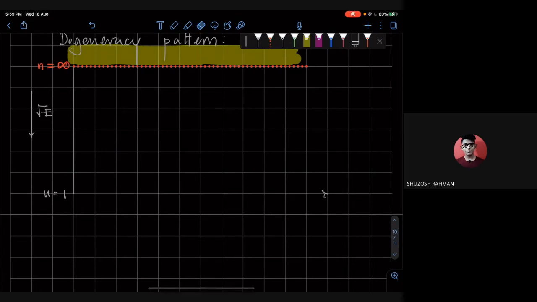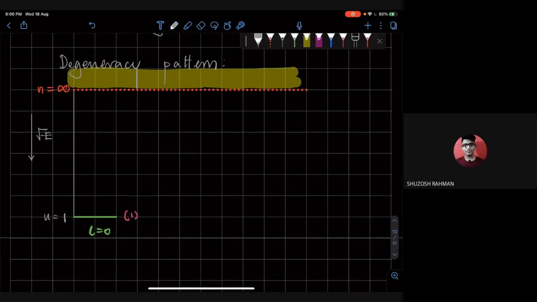For n equals 1, we have only one value of L, right? L is 0. For L equals 0, how many states do we have? One. Right, because it's 2L plus 1. But L cannot be more than 0 because it always has to be less than n. So then we get to the next value of n, let me use a different color.